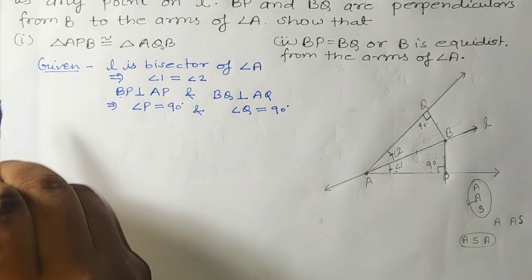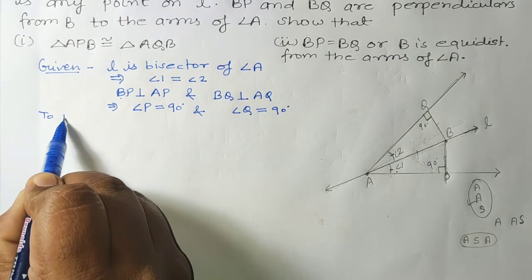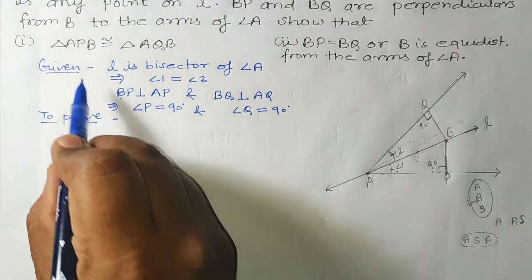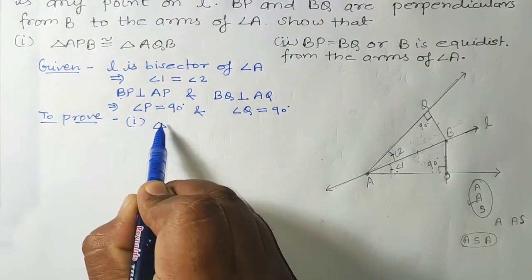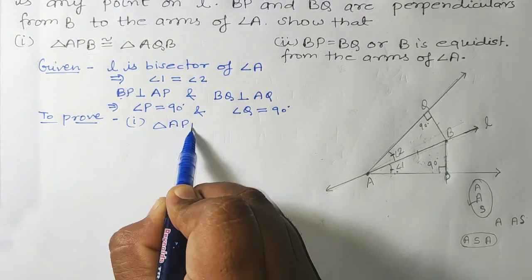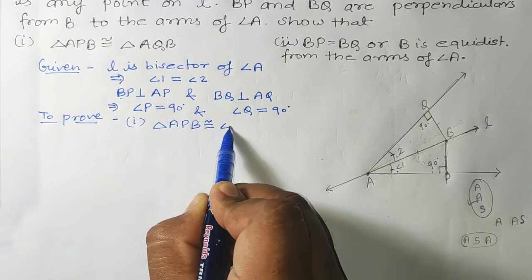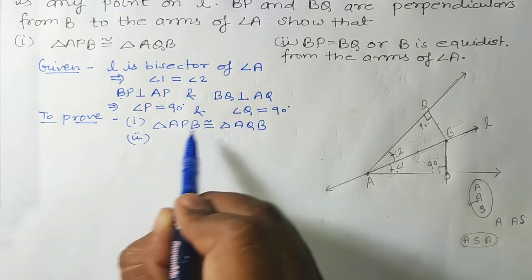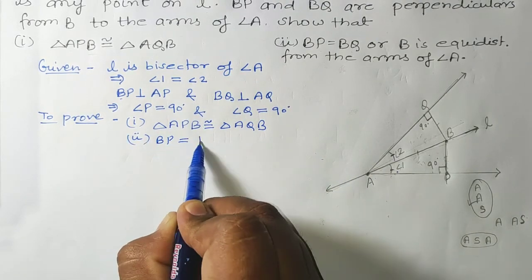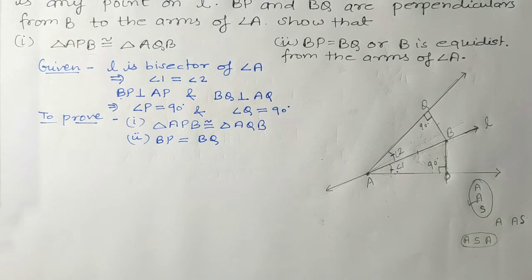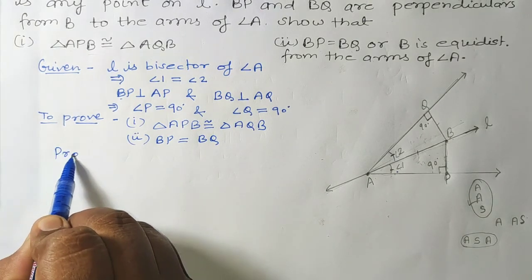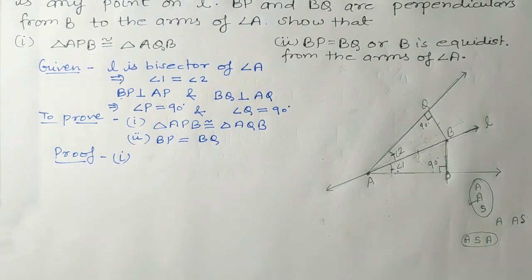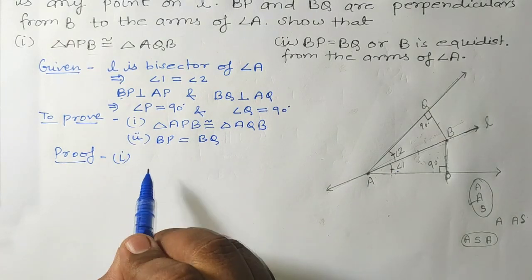Now what is to be proved here? To prove, two things are there. The first one is to prove triangle APB is congruent to triangle AQB, and the second thing is we have to show that BP is equal to BQ. So firstly we are going to prove the first part.